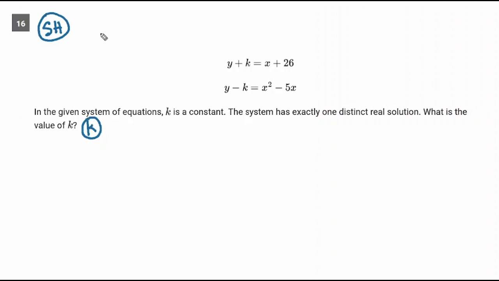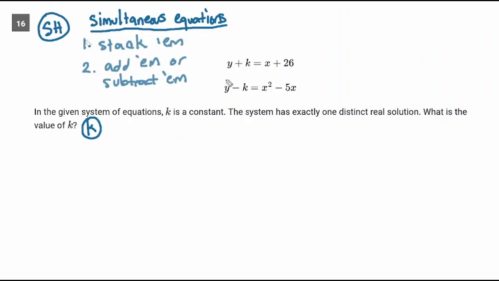This problem is simultaneous equations. Why is it simultaneous equations? Because there's 2 equations. Anytime you have simultaneous equations, you're going to do 2 things. You're going to stack them, and you're going to add them or subtract them. They're already stacked, so we're just going to rewrite it.